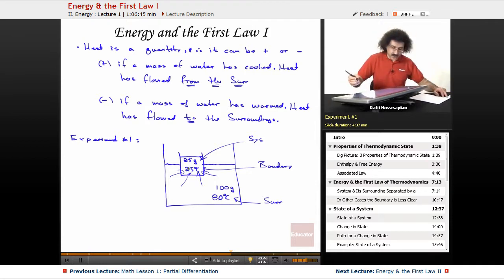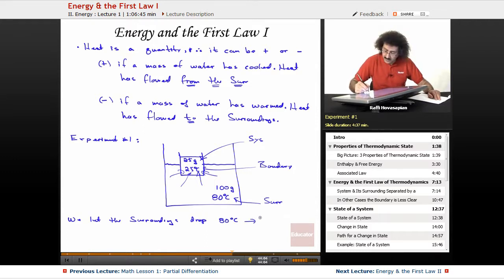Now, here's what we do. We wait, a little bit of heat flows, we let the surroundings drop from 80 degrees Celsius to 79 degrees Celsius. So we let it drop by 1 degree, and then we take out the small beaker.